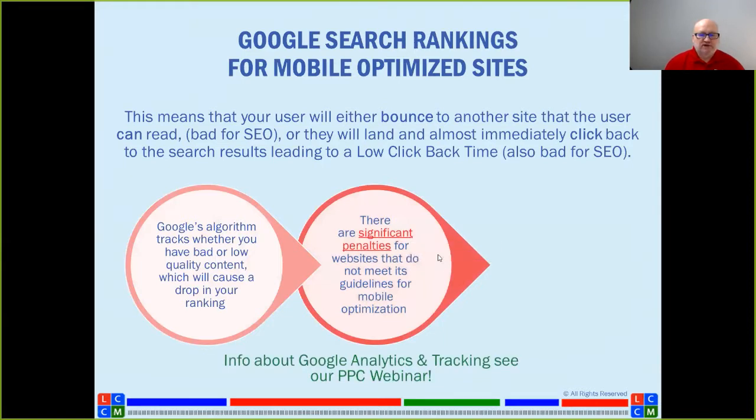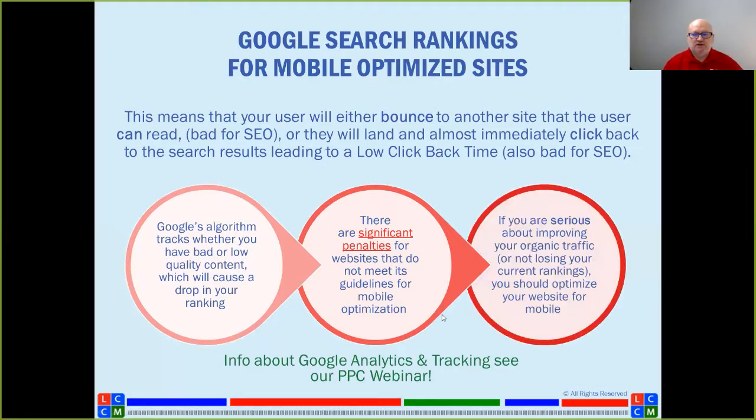There are significant penalties for websites that do not meet the guidelines for mobile optimization. So again, that's something that we study continually to figure out how to keep a website mobile optimized, because remember, mobile first. And if you're serious about improving your organic traffic or not losing your current rankings, you should optimize the website for mobile, and if necessary, make the change. Buy a new website so that you are mobile friendly or mobile responsive.